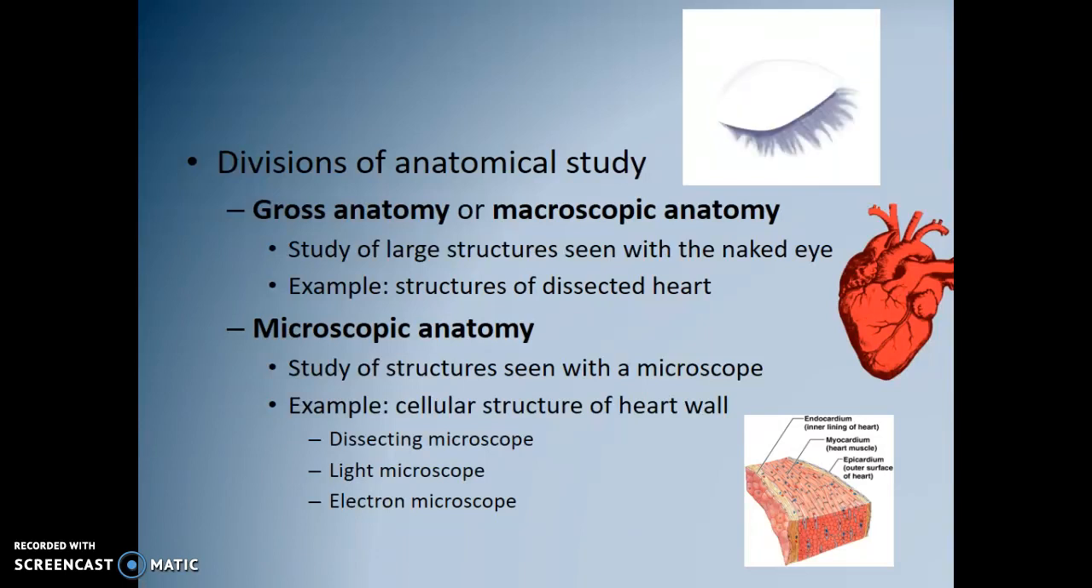Microscopic anatomy requires a microscope. So if you wanted to look at the individual layers of the heart, the different cells that make up the different layers of the heart, or the tissues, you would need to use a microscope. And there are quite a few microscopes you could use. What you'll be seeing in your textbook most will be pictures from electron microscopes, which magnify much more than the light microscope.